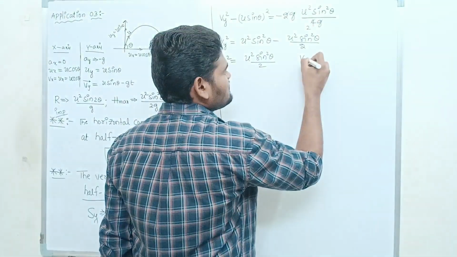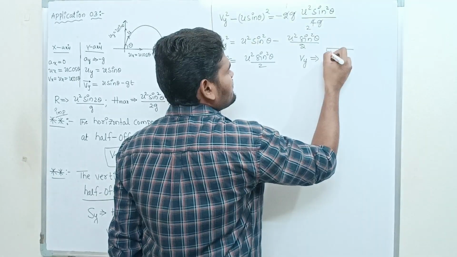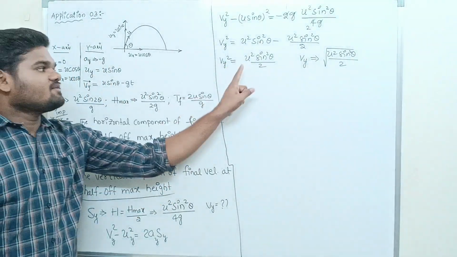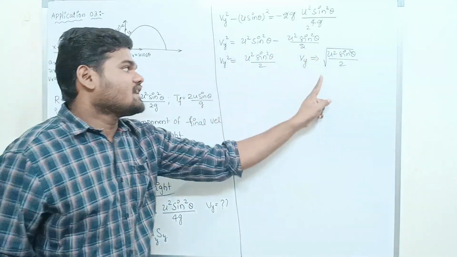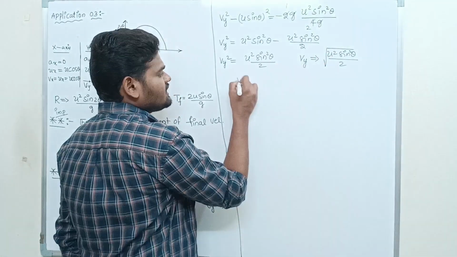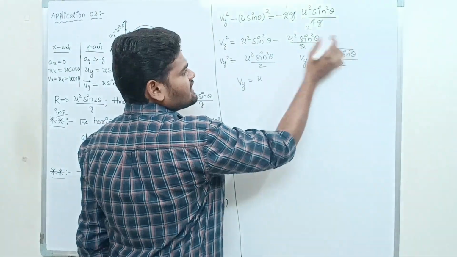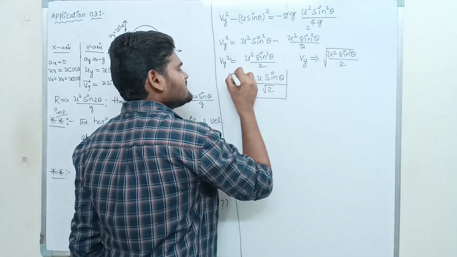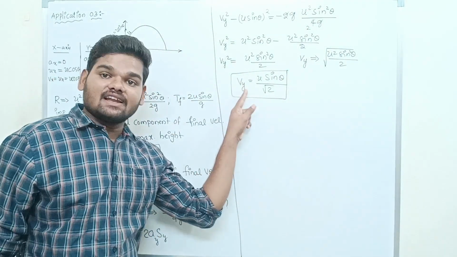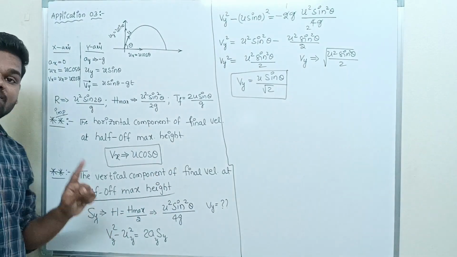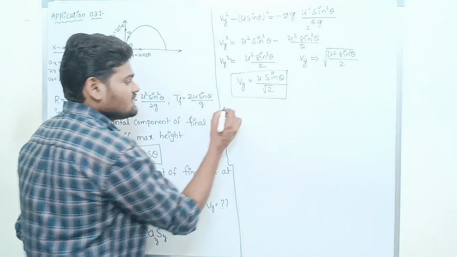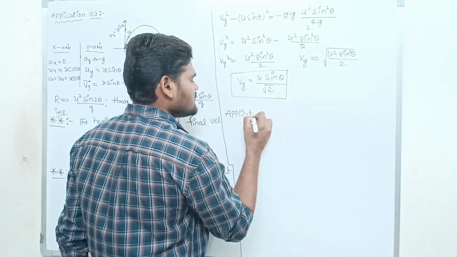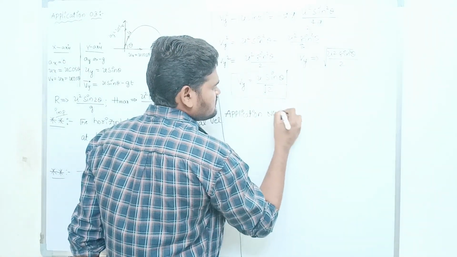The square went to that side, it becomes a root. So Vy is equals to under root of u square sin square theta divided by 2. u square comes out of the root as u, sin square comes out as sin theta, divided by root 2. So this is the equation for the vertical velocity component at half of maximum height. This is application number 3, right? So application number 4. Are you getting, simple mathematics, okay?